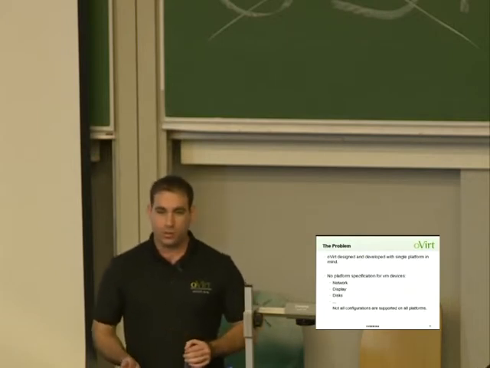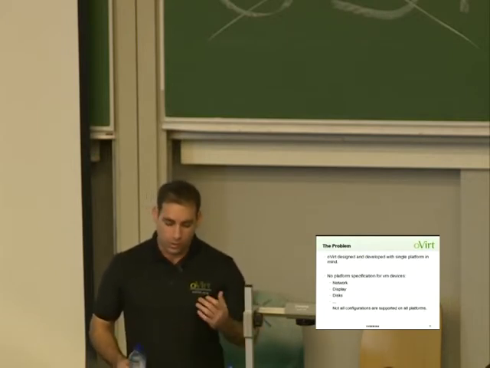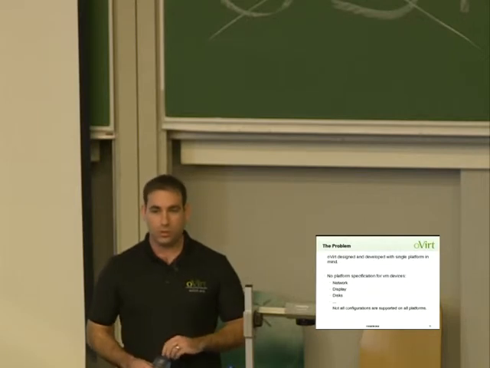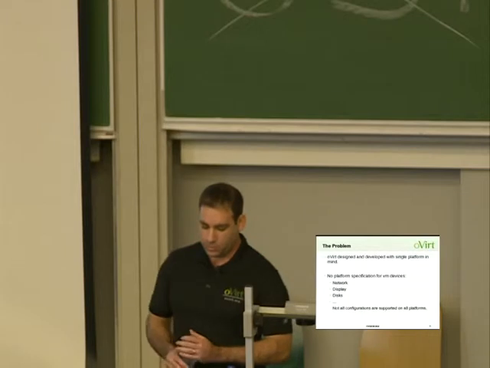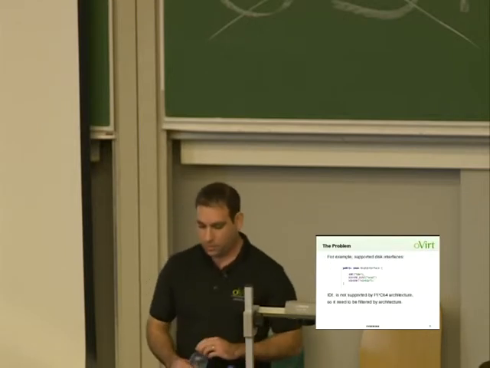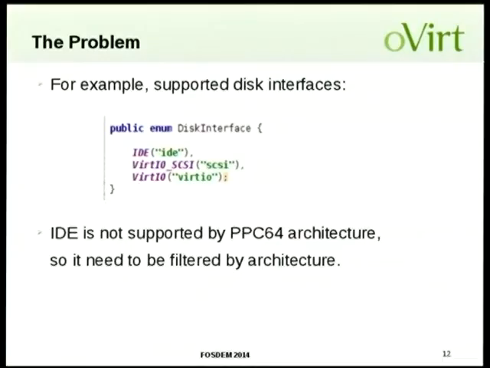What happens is that there are no platform specifications. For example, VM devices like network and display and disk, just the same as in the physical world, not all the configurations are supported on all platforms. So for example, in oVirt, you can have disk interface IDE, VirtIO, VirtIO-SCSI, and we found that PPC64 doesn't support IDE. So we had to do some filtering to block users from trying to use it on PPC because we know it will fail.